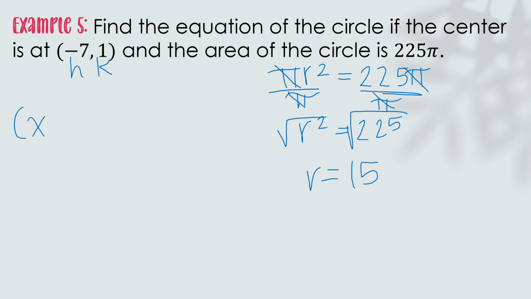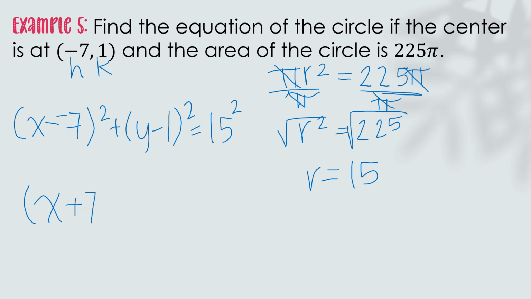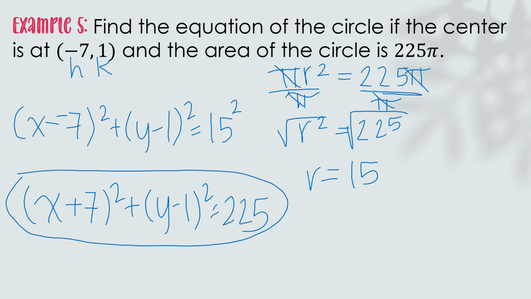Now I'm ready to plug in: (x minus h) squared plus (y minus k) squared equals r squared. The last thing to do is clean this up. So x minus -7 becomes x plus 7, squared. Y minus 1 does not simplify. 15 squared is 225, which really, we didn't even have to find the radius. All we really needed was r squared, so we could have stopped right here and not even taken the square root.